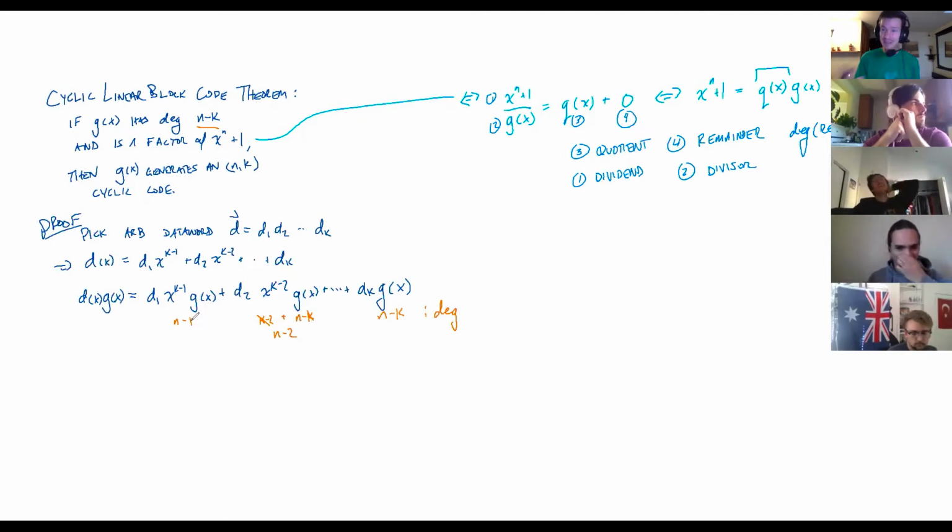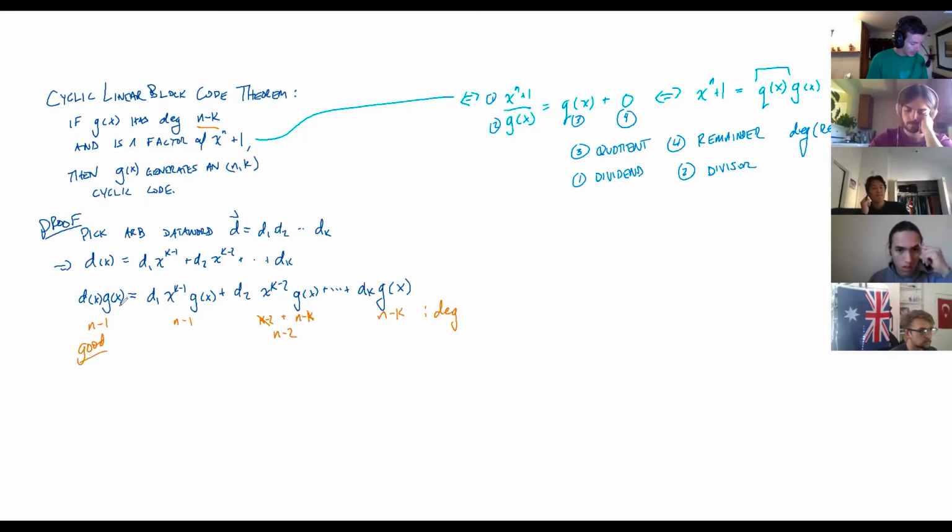How about the second question? If I add polynomials of varying degrees, what is the degree of the resulting sum polynomial? The highest degree. The largest degree. Good. Yeah. The max of all the above. So the max of all these orange things is n minus 1. Okay, so the resulting d of x times g of x has degree n minus 1, which is good. This is good because our code word needs to be dimension n, so it will be represented by a polynomial of degree n minus 1. So this means that d of x g of x lives in the same space as our c of x.